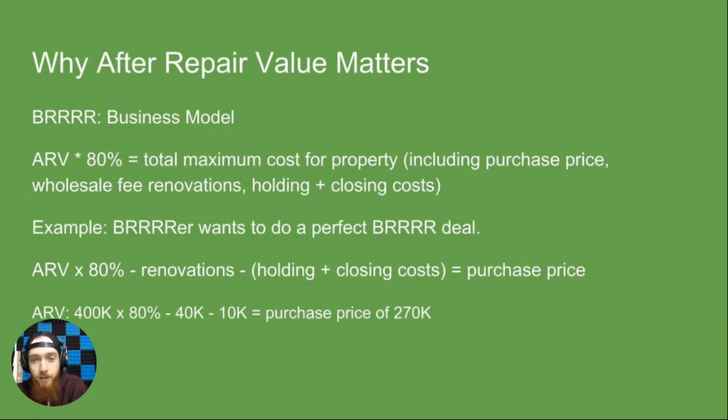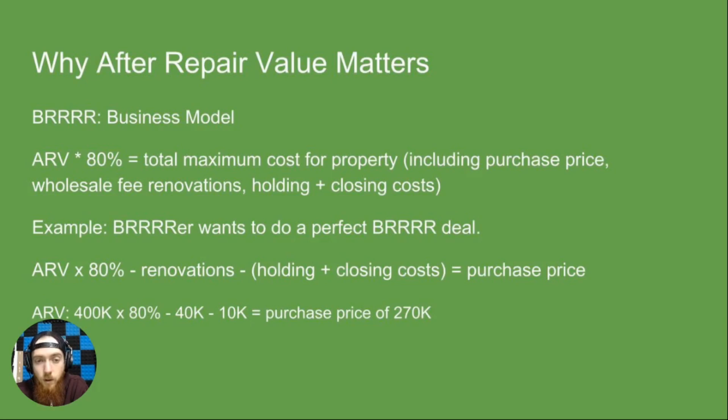So this includes everything. It includes purchase price, wholesale fee, renovations, holding and closing costs, any costs associated with acquiring or getting that property up to the after repair value is directly the cost that they can afford to do. So then, for example, a BRRRR investor who wants to do a perfect BRRRR deal: ARV times 80%, subtract the renovations, holding and closing costs equals the purchase price.